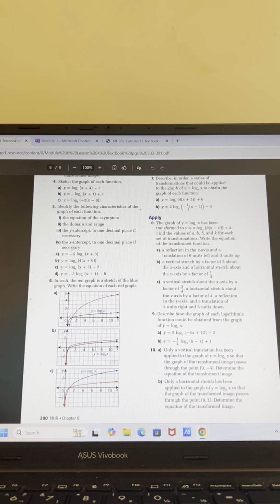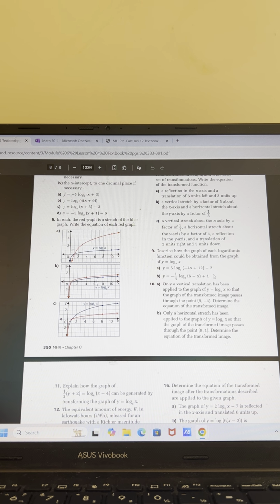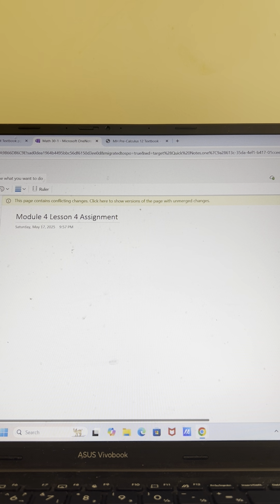Okay, so today we're going to be exploring question 9 of the Module 6, Lesson 4 textbook assignment. Here's question 9. Describe how the graph of each logarithmic function could be obtained from the graph of y equals log 3x. And it's referring to these two over here.